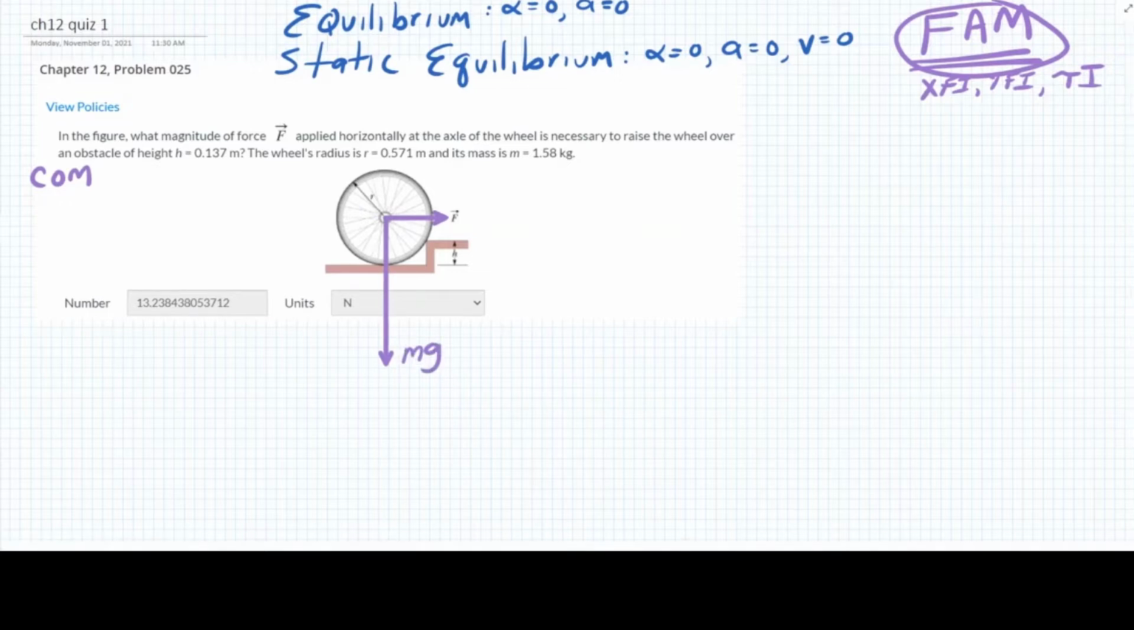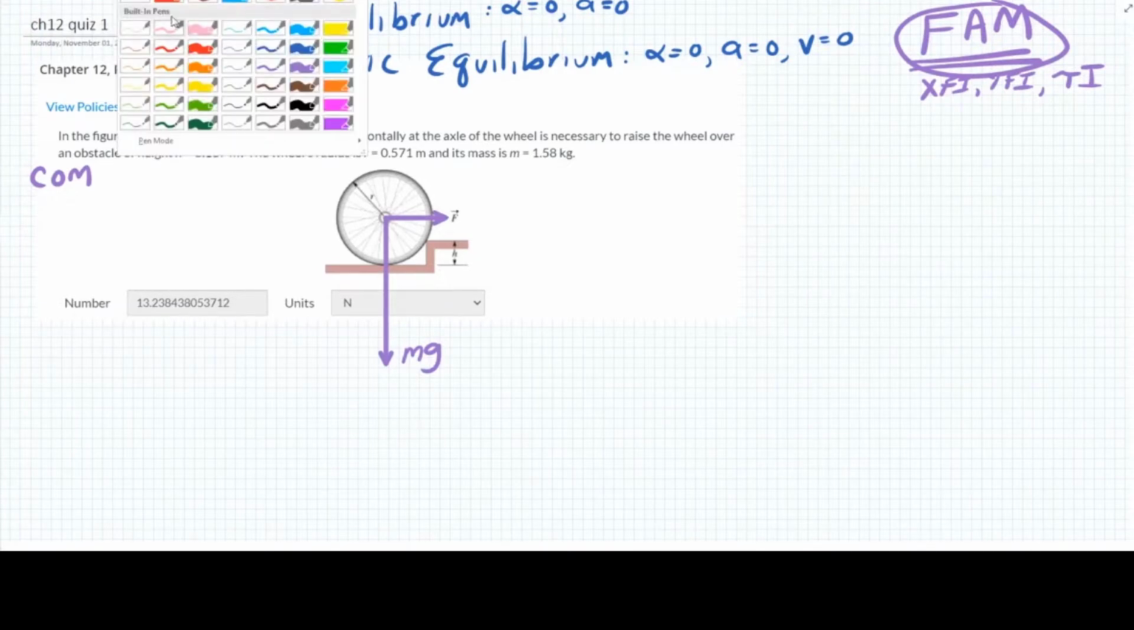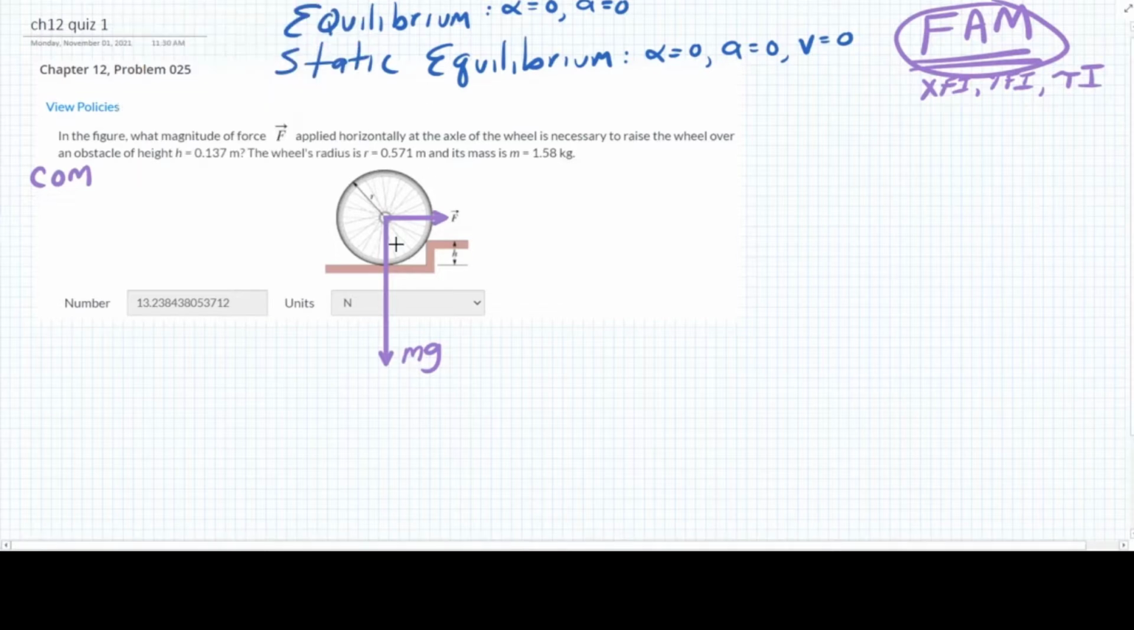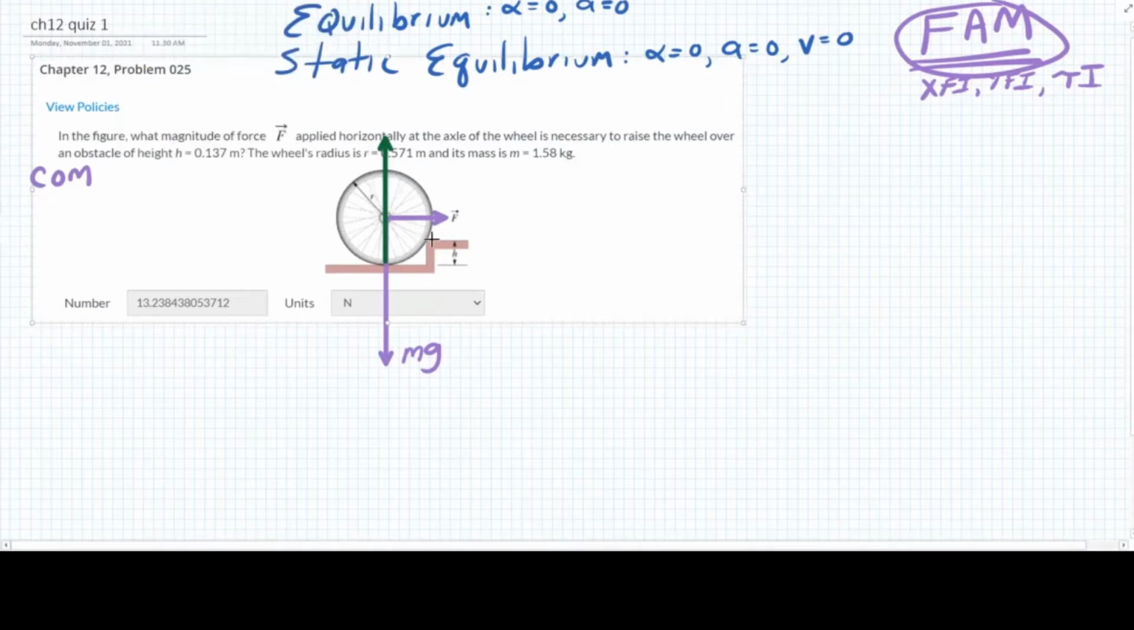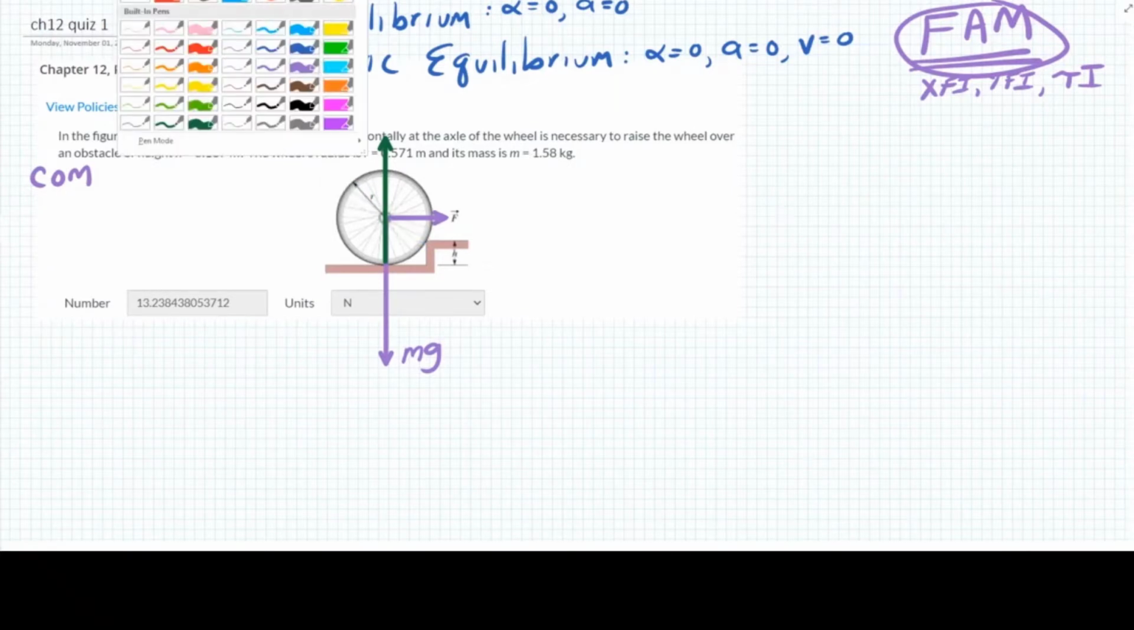All right, so there's the weight force mg. There's a normal force. I guess I better switch colors. Actually, there's two normal forces. Here's one of the normal forces. There. That is a normal force, which means it's a Newton's third law reaction force. Here's another normal force. Another normal force is right here.